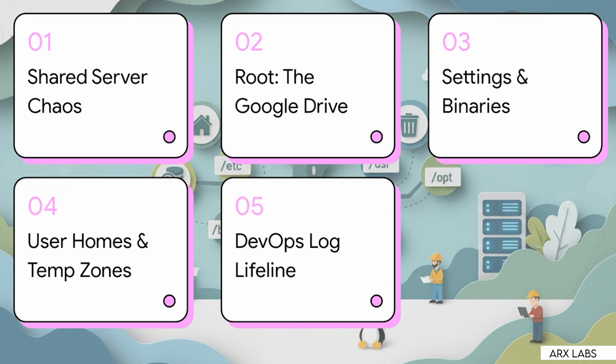First, we'll look at the shared server chaos. Then, root, the Google Drive. Third, settings and system binaries. Fourth, user homes and temp zones. And finally, number 5, the DevOps log lifeline.